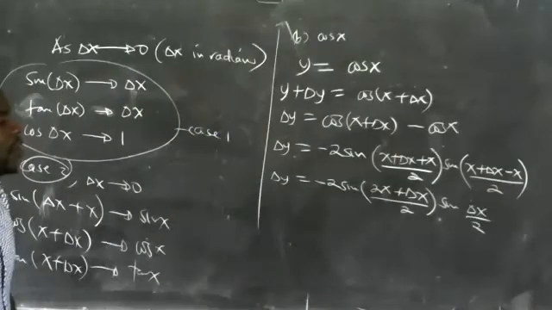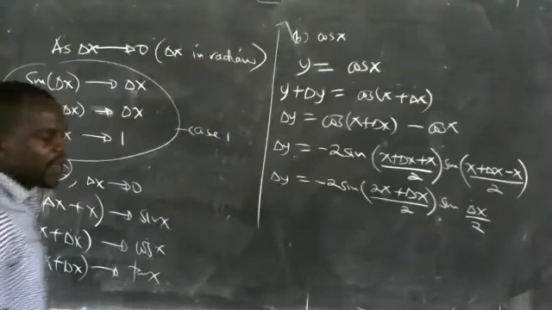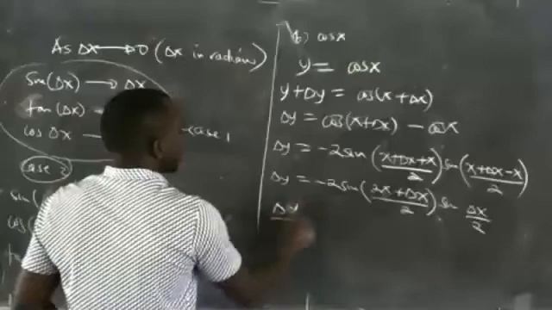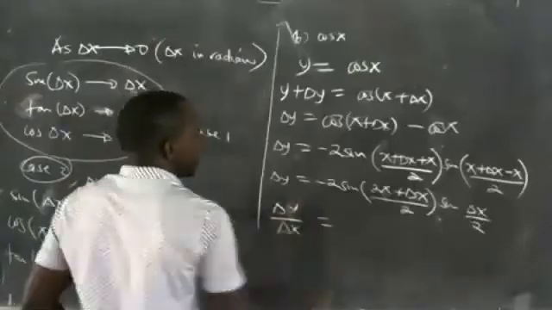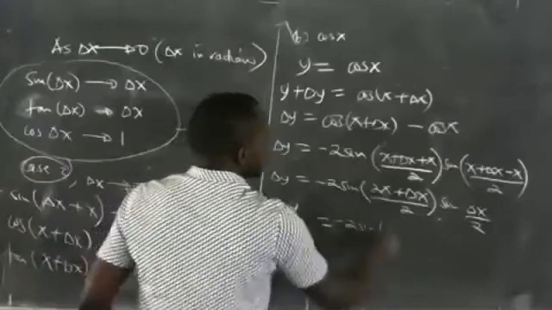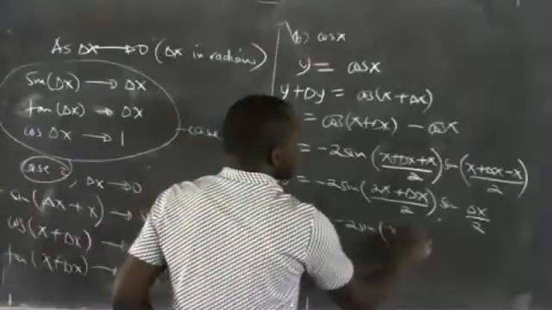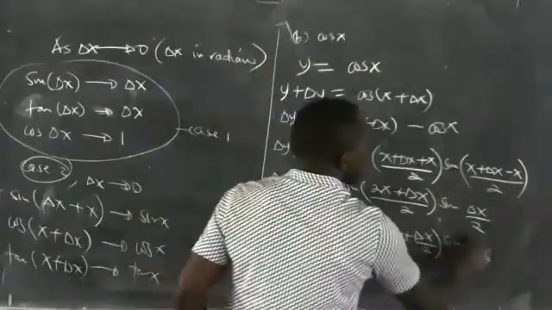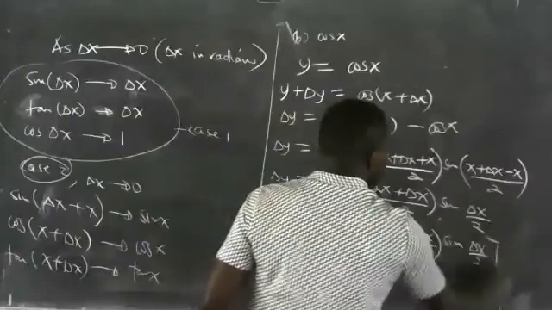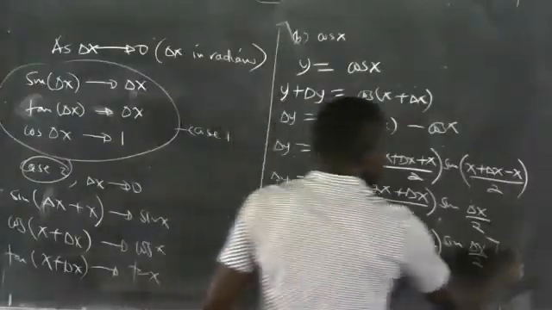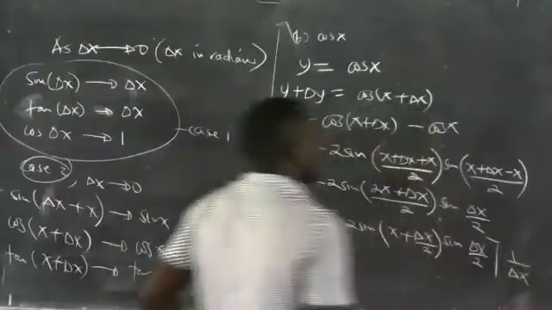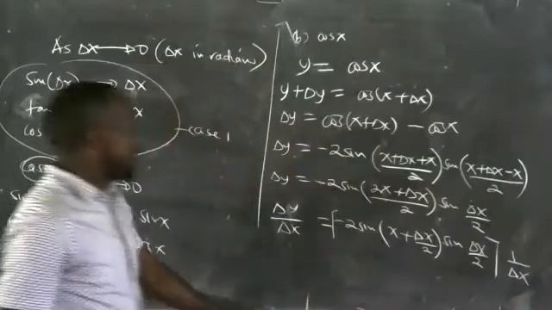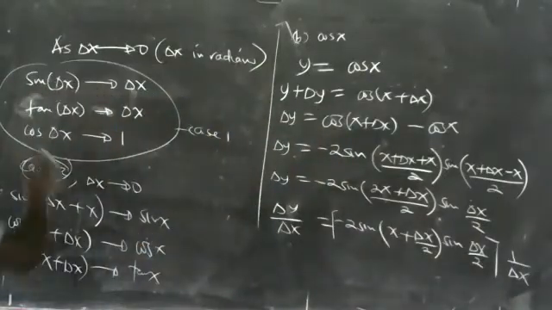Now, from here, you can divide by change in x. Change in y over change in x will give you negative 2 sine of (x plus change in x over 2), and sine of change in x over 2. Then we are multiplying by 1 over change in x, dividing by change in x. Now, from that side, we make the assumptions.